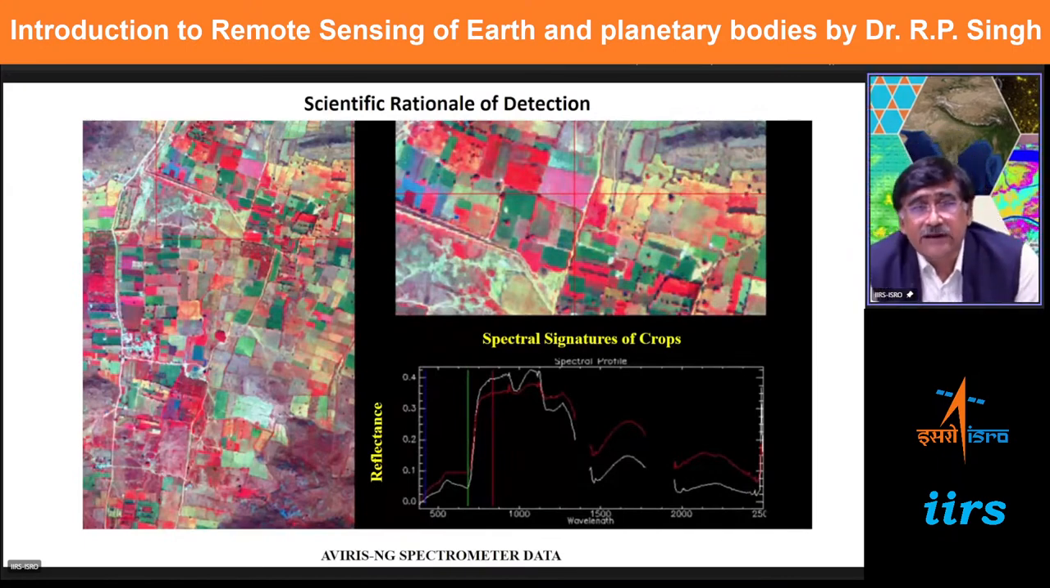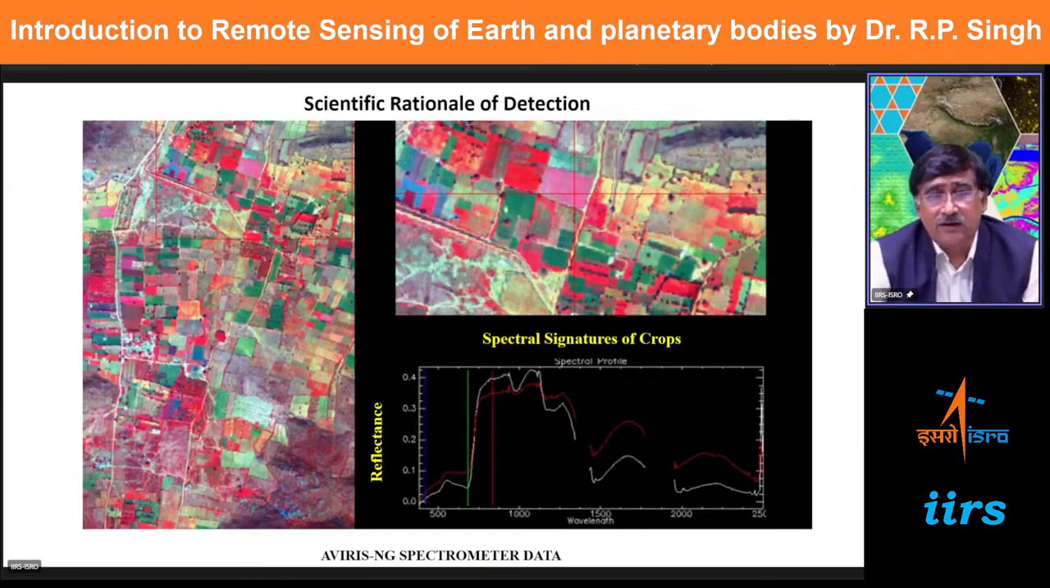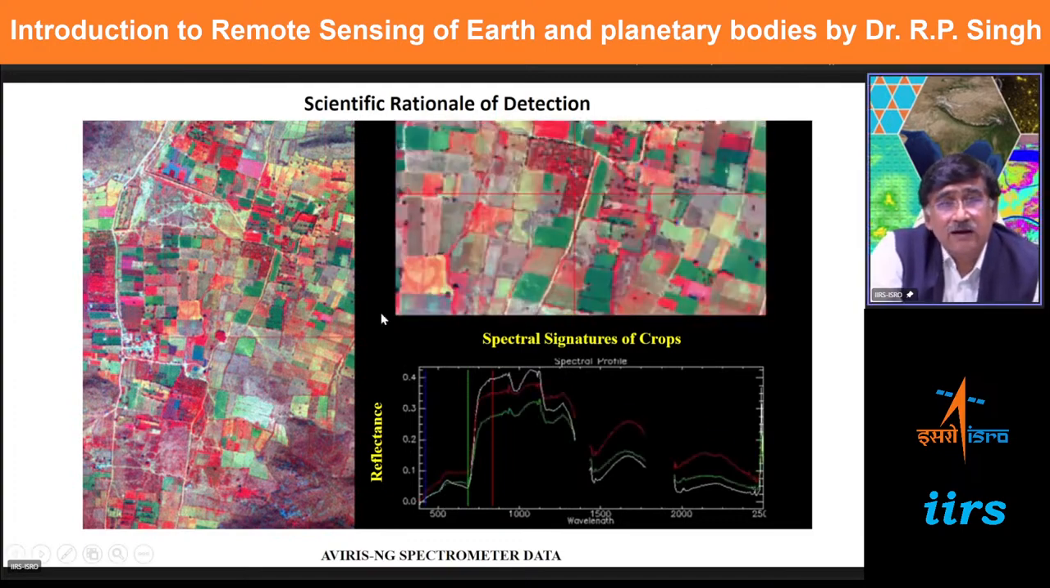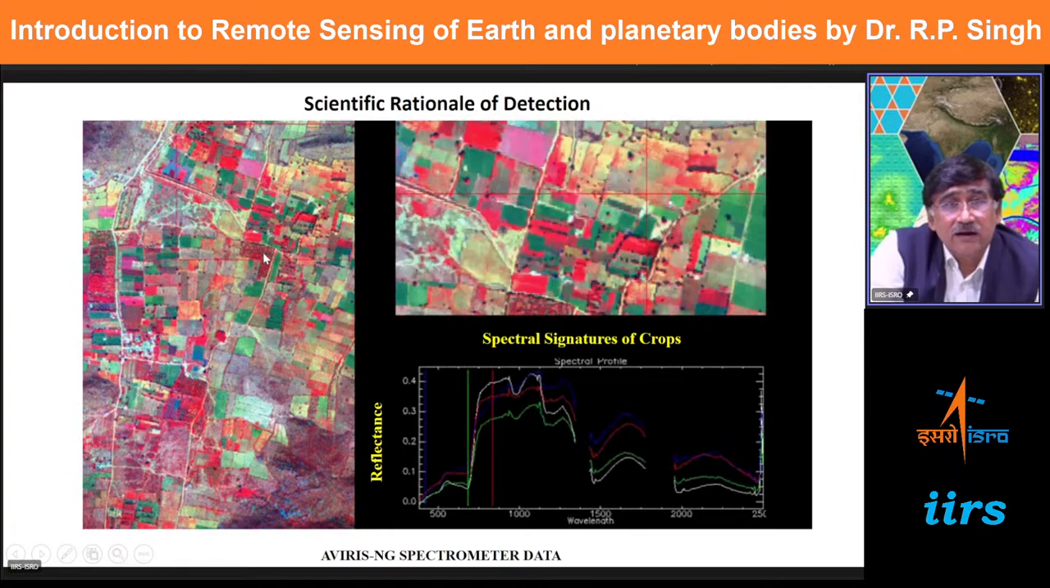So let's see another example of how we detect our crops. We put a spectrometer, either airborne or spaceborne. This is one airborne picture taken by Everest data. Everest is a spectrometer, and what you see is this.